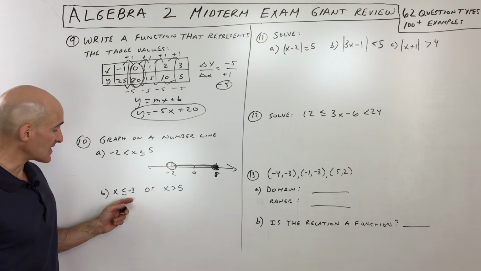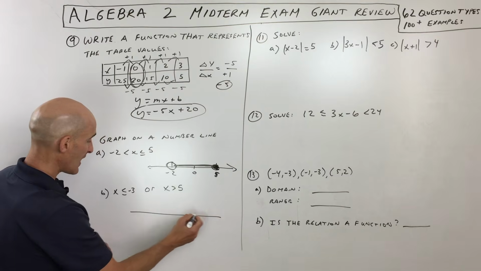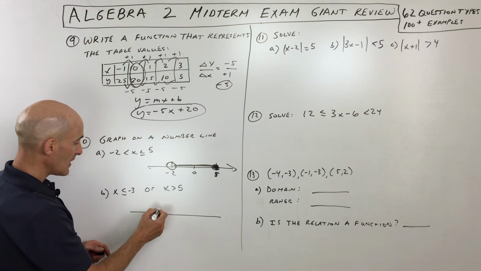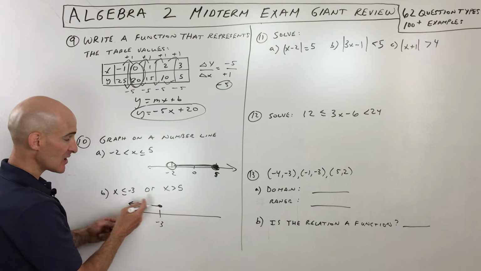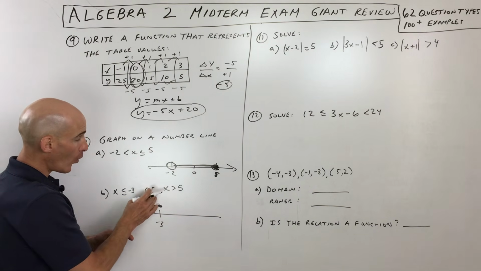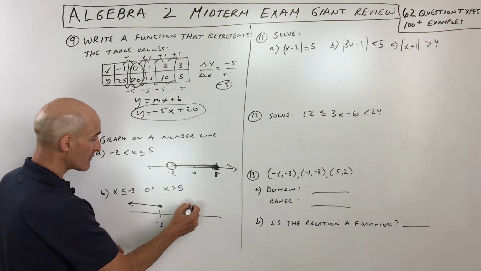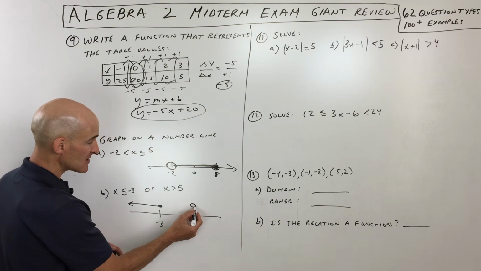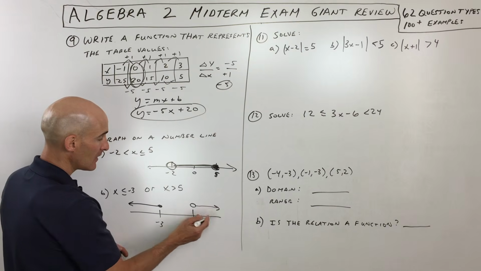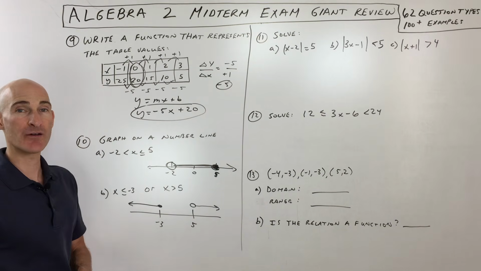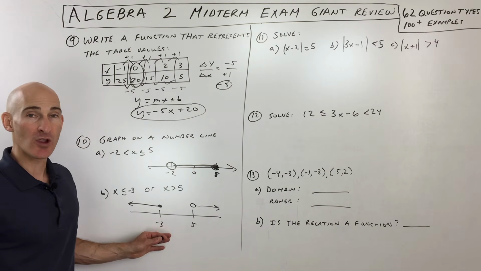Now part B says x is less than or equal to -3. So here's -3. Less than or equal to means it includes that point because of the equal sign. Less than means smaller, or to the left. Or x is greater than 5, but not equal to. Greater than means that it's open, it doesn't include that point, and it includes the points to the right of 5. So that's graphing on the number line.